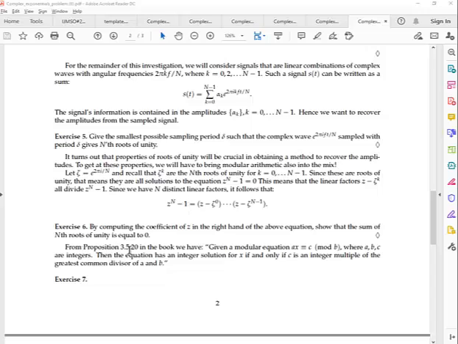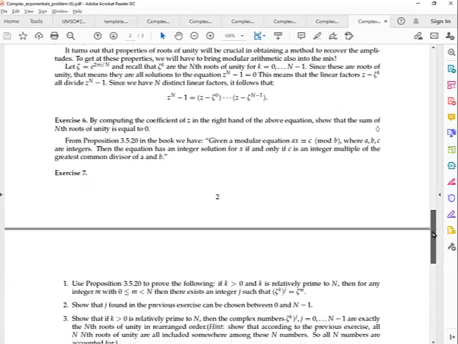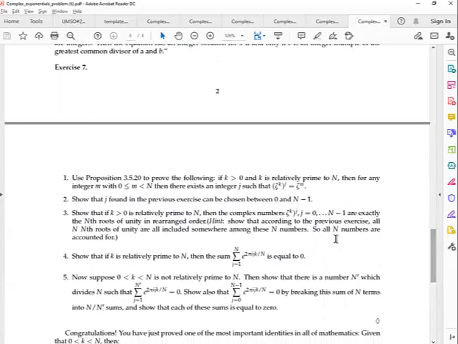So from proposition 3520 in the book, we have: given a modular equation ax is congruent to c mod b, where a, b, c are integers, then the equation has an integer solution for x if and only if c is an integer multiple of the greatest common divisor of a and b. So we're going to use this seemingly abstract proposition to prove something very important about signals. Okay. Use this proposition to prove the following.